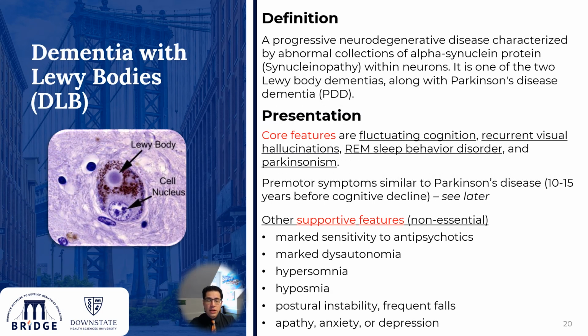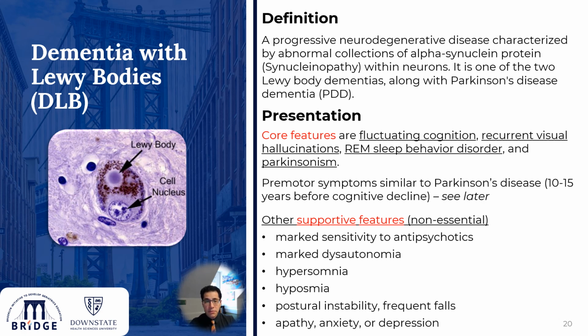Next is dementia with Lewy bodies, which is a progressive neurodegenerative disease characterized by the abnormal collection of alpha-synuclein within the neurons, and it is one of the 2 Lewy body dementias along with Parkinson's disease dementia, which I will discuss later. The presentation is usually comprised of core clinical features and other supportive features. The core clinical features include fluctuation in their cognition, recurrent visual hallucinations, REM sleep behavioral disorders, and Parkinsonism.